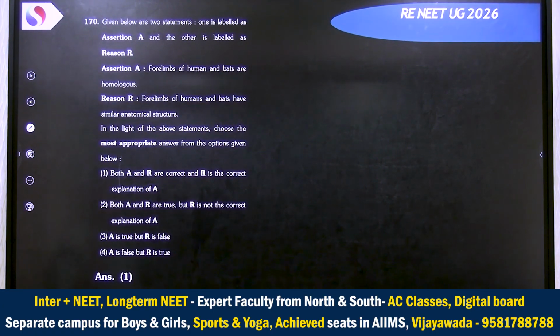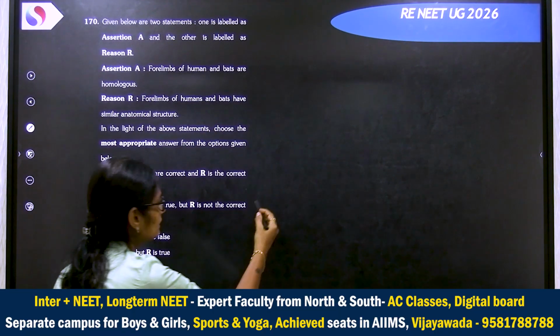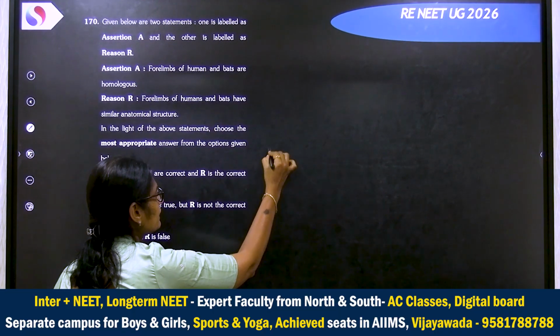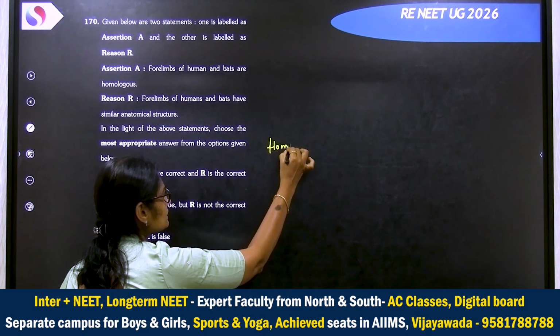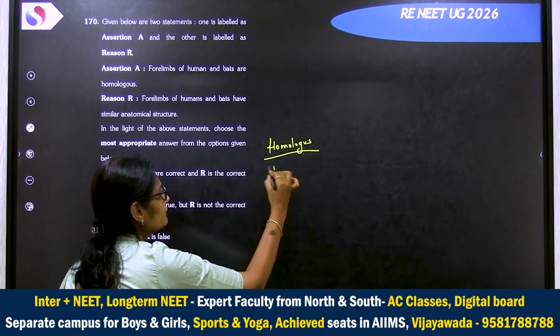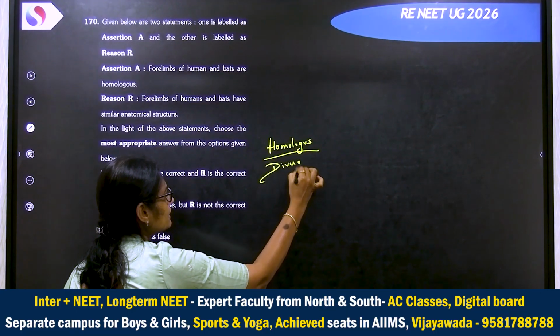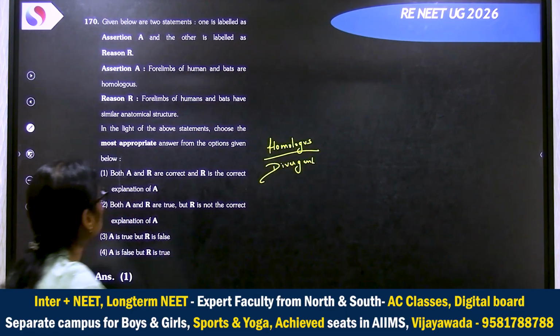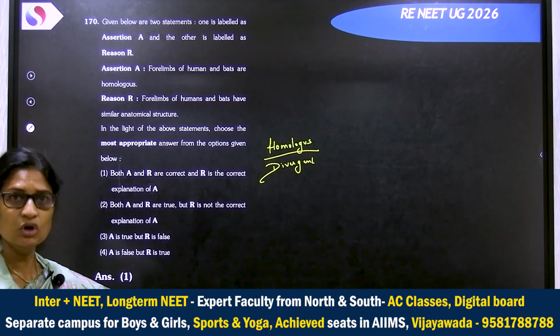Again from evolution we got the bit. Assertion: forelimbs of human and bat are homologous. Just now we have seen in one of the bits the divergent and convergent evolution we discussed. Homologous represents the same internal structure. What type of evolution does it show? It shows divergent evolution. They gave: forelimbs of human and bats are homologous.